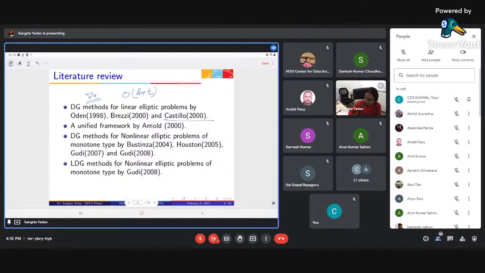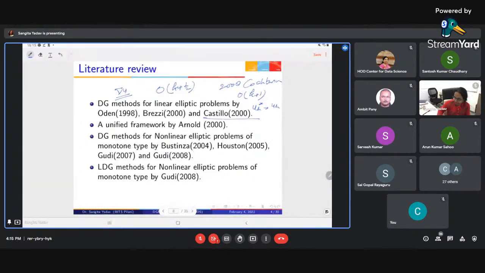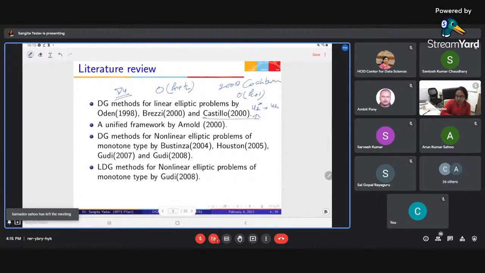In 2008, it was Cockburn who could prove that yes, it is possible to have a rate of convergence of k plus 1. He could also propose a post-processed solution, based on the approximate DG solution, but having a higher rate of convergence. So that was the motivation to study this DG Galerkin method.